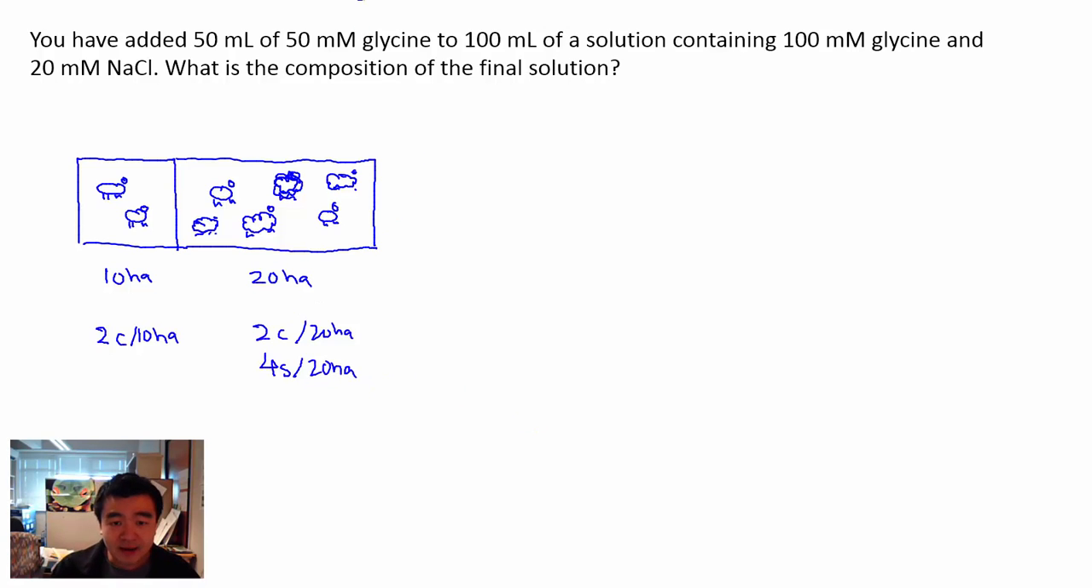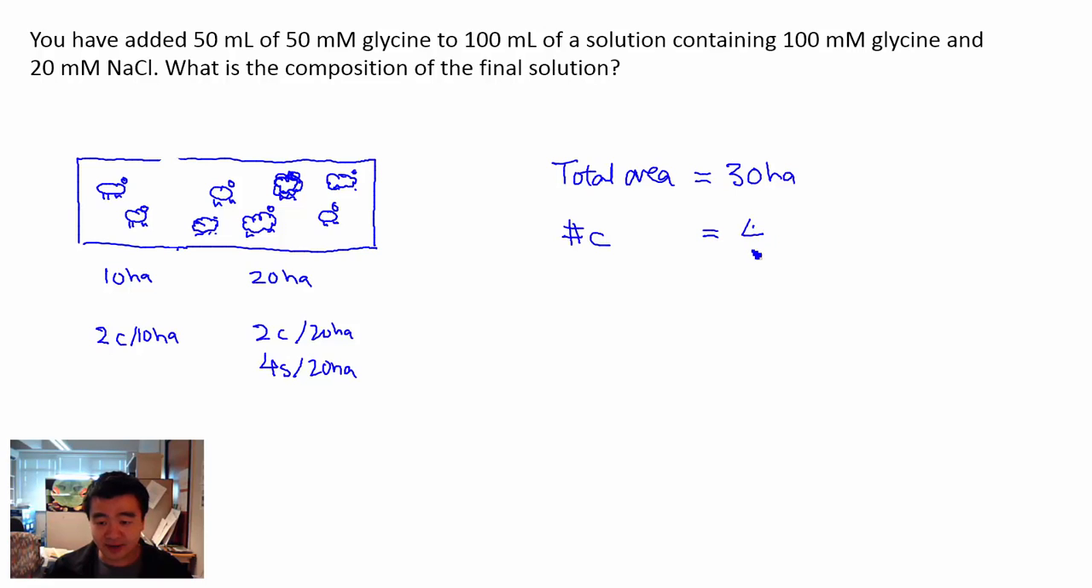Okay, so now what happens if I combine these two paddocks together? If I get rid of this fence between them, what happens now? Now the new total land area is going to be 30 hectares. The number of cows is now going to be 4 cows, and the number of sheep is now going to be also 4 sheep.